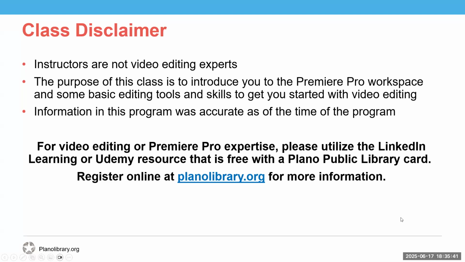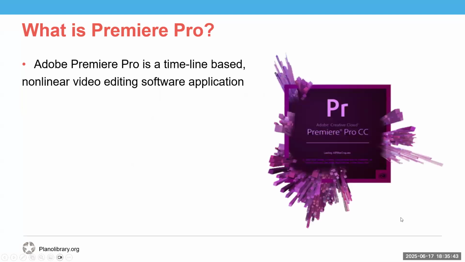Now we get to go and see what is Premiere Pro. Premiere Pro is a professional grade and industry-leading video editing and post-production software. It's used in film, television, and social media for editing video content. A more specific definition is that Premiere Pro is a timeline-based, non-linear video editing software application. But what does that mean exactly?